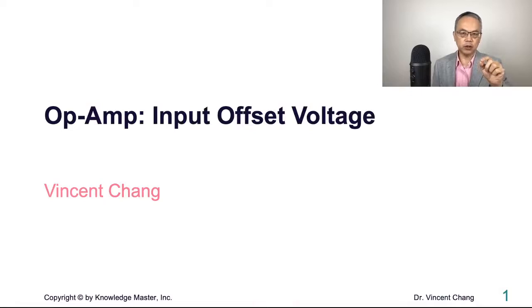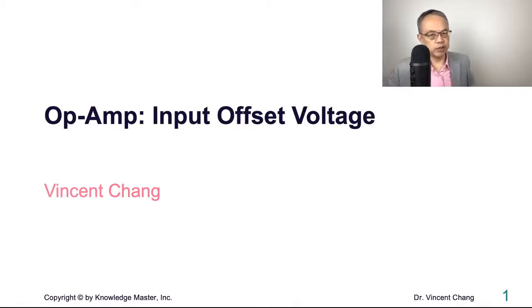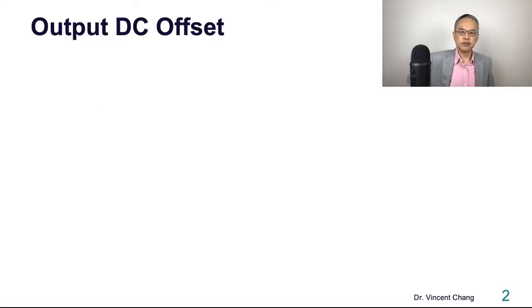So in this lecture, I'm going to continue our lesson on the characteristic of practical operational amplifier. And we're going to focus on the input offset voltage. Input offset voltage. So let me start with the output. Look at the title. DC offset.